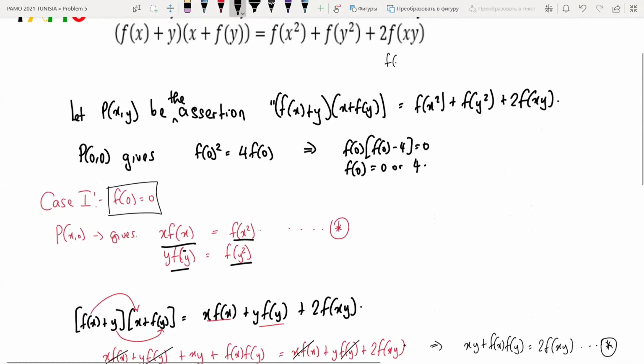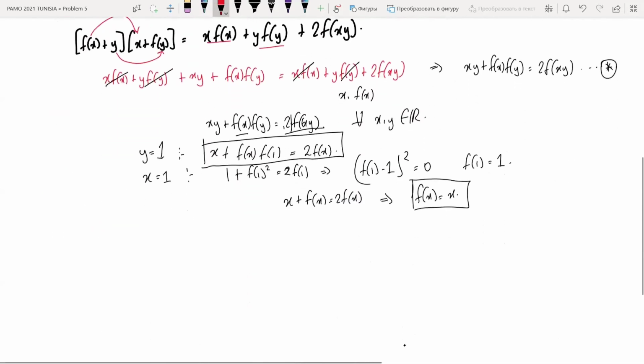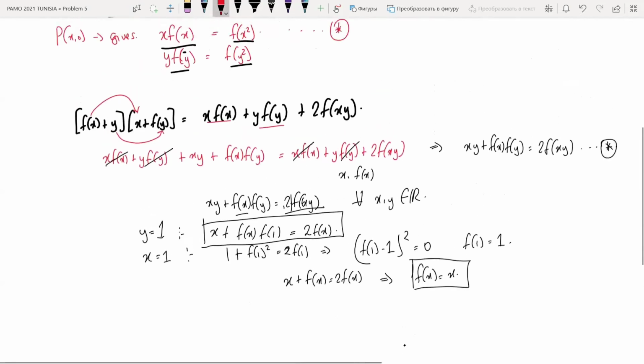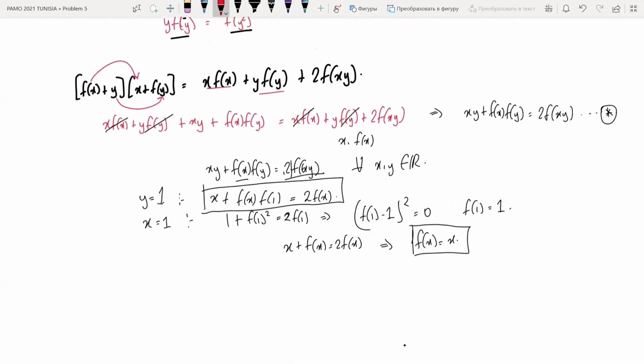We're trying to test in f of x plus x. Let's just do it quickly here. So this will be x plus y, the x plus y also. This will be x squared plus y squared plus 2f of xy. I know that this identity is true. This is the expansion of this. So in this case, when we plugged it in, we saw that it actually holds. So f of x equals x is a solution, and it's the only solution under this case, f of 0 equals 0. We are done with this first case.